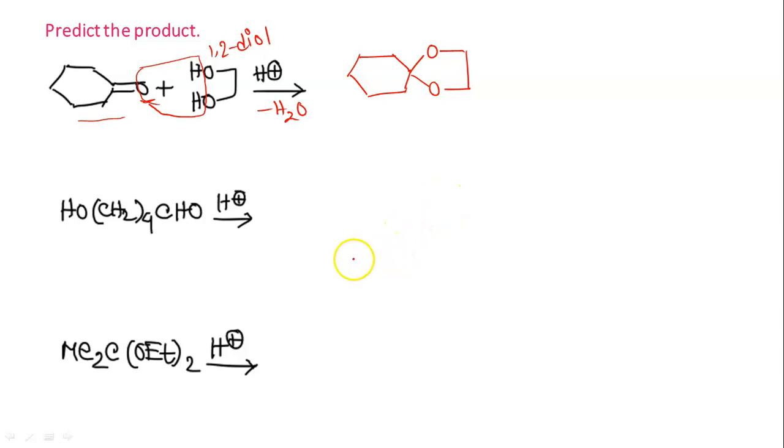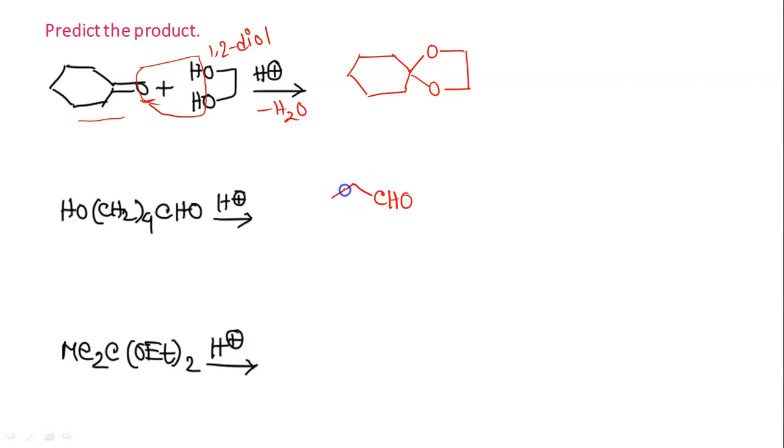In the next example, we are using a single molecule where an OH group is there as well as an aldehyde group. Now we know that for getting acetal, we need 2 molecules of alcohol and 1 molecule of carbonyl. But here we have only one OH and one CHO, right? So here acetal formation will not take place, but hemiacetal formation will take place.